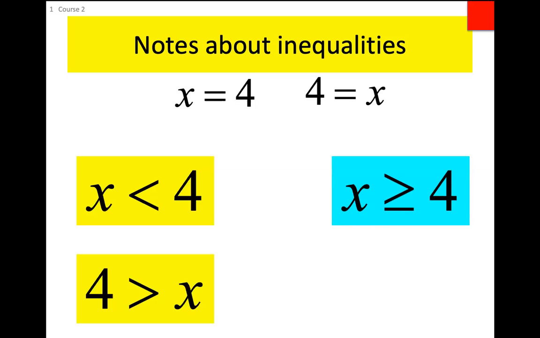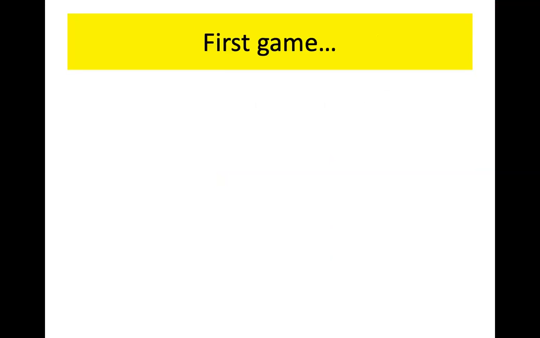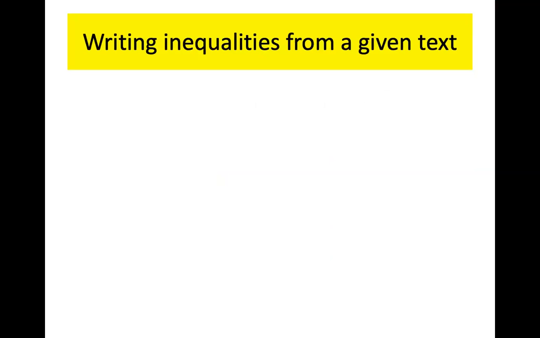This says, in blue, greater than or equal to. And what would be the other way to write that? 4 is less than or equal to x. And they both mean exactly the same. Okay, no one is confused. Good. All right, first game of 4 I think we're playing today.